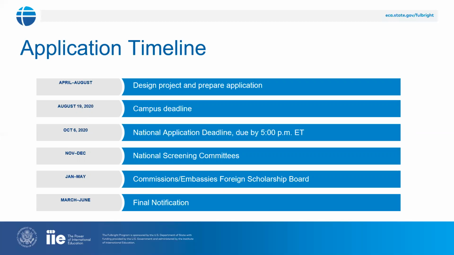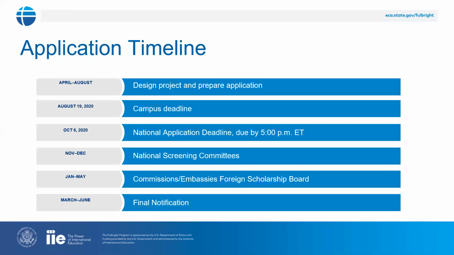The national screening committees meet in November and December and make their decisions. Then in late January, usually you hear if you have been recommended to the country. And then from March through June, you'll start hearing results, and it varies by country. So some countries are really early announcers and some countries are later announcers.